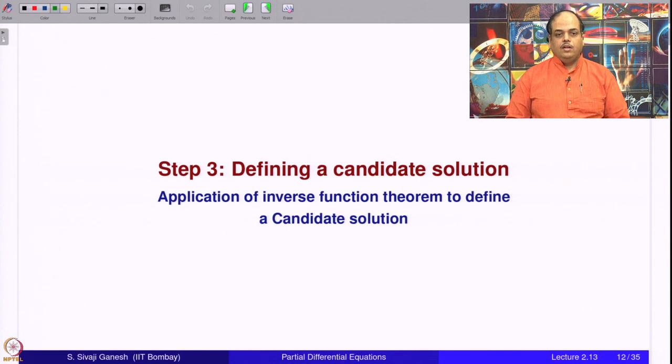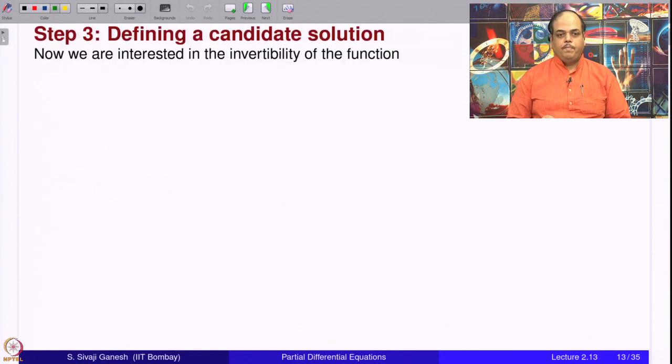Now, defining a candidate solution. This is where we need to apply the inverse function theorem to certain functions and then get a candidate solution. So, we are interested in the invertibility of this function.